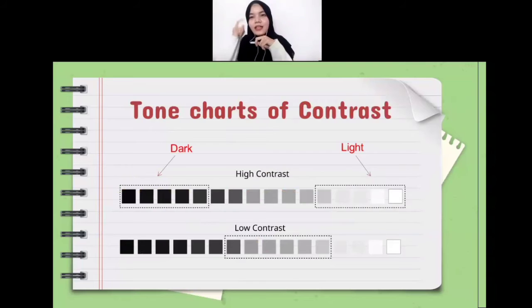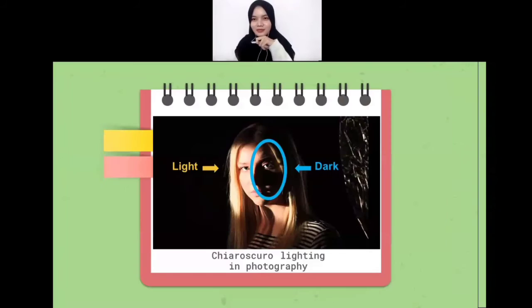Now you might be wondering why the meaning of chiaroscuro is light or dark, right? So next, this is the reason why. If flat lighting uses low contrast, it only focuses on the dark gray and the light gray. But if we use chiaroscuro lighting, it focuses on the tones of dark and light. So that's why it is called dark or light. Next.